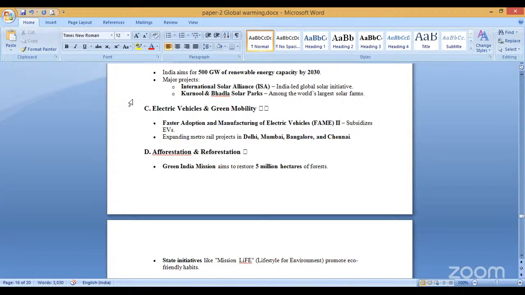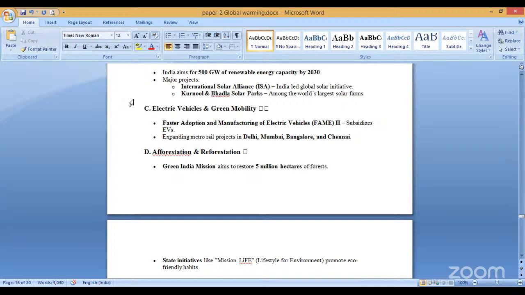Electric vehicles and green mobility: faster adoption and manufacturing of electric vehicles through subsidies, and expanding metro rail projects in Delhi, Mumbai, Bangalore, and Chennai.